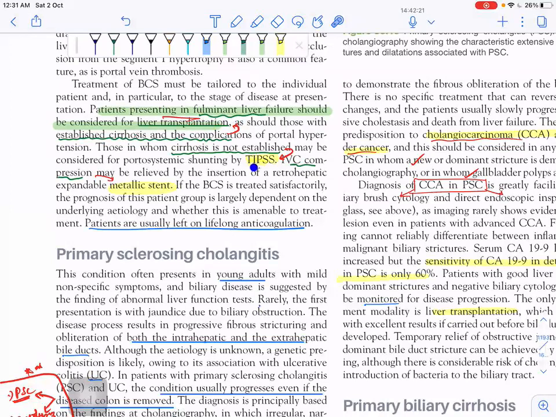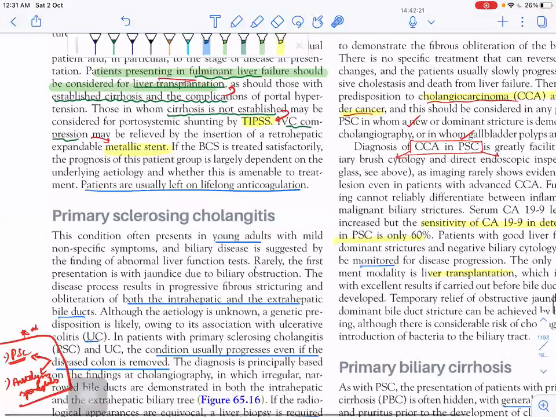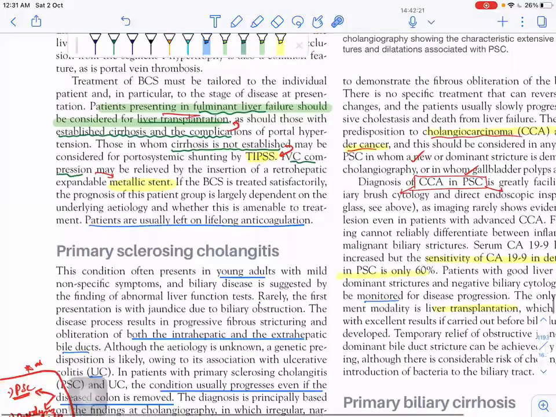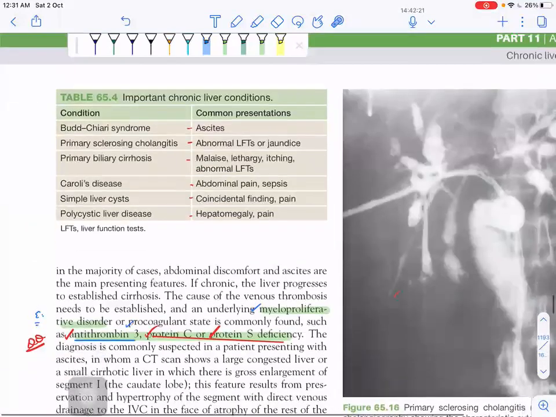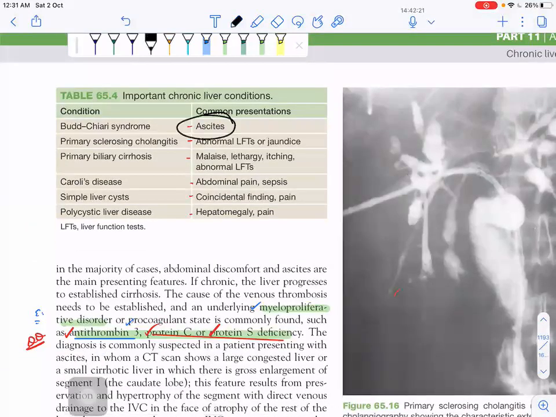In case of IVC compression, you have to go for a metallic stent, and the patient should be on lifelong anticoagulation. Next, see this table of important chronic liver conditions. Budd-Chiari syndrome mainly presents with ascites. They will give options like pain and jaundice, but Budd-Chiari syndrome mainly presents with ascites. So remember Budd-Chiari, ascites.